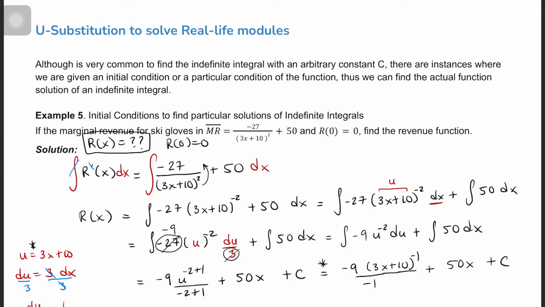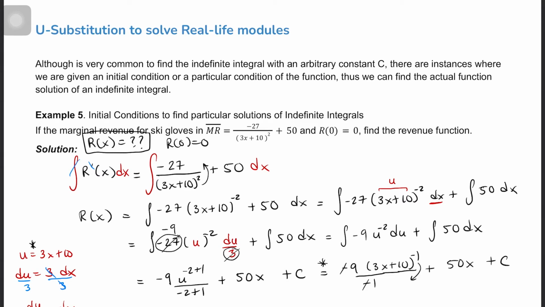And now we can move this. We can say this negative 1 and this negative will cancel each other out. And then we can move this power to the denominator. So we're going to have 9 all over 3x plus 10 to the 1 power, and this will give us plus 50x plus c. All right, so good. So this is our r of x.